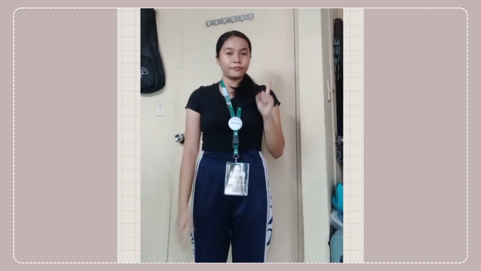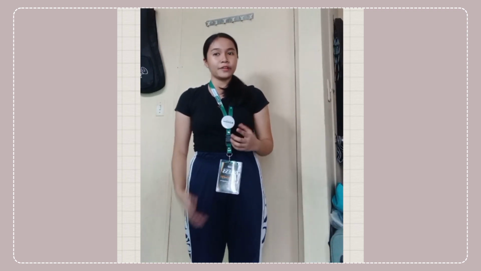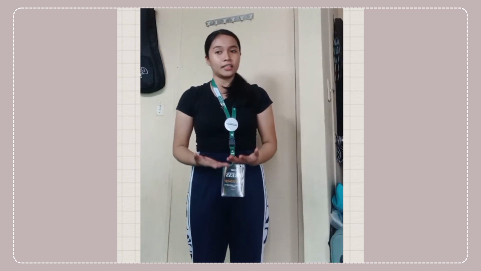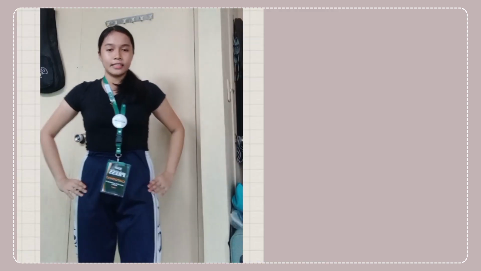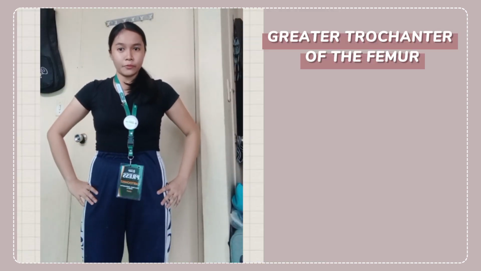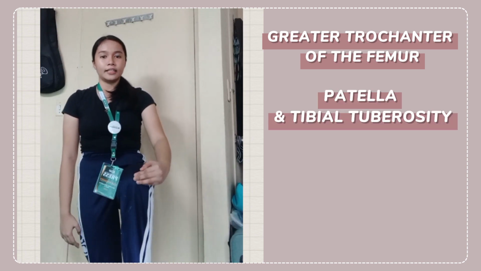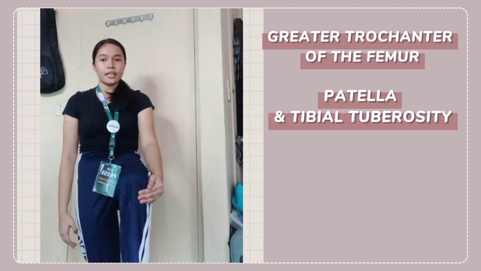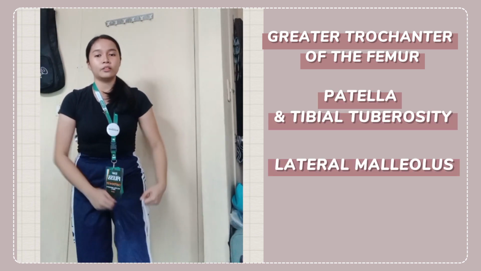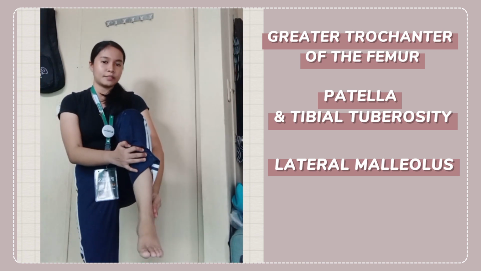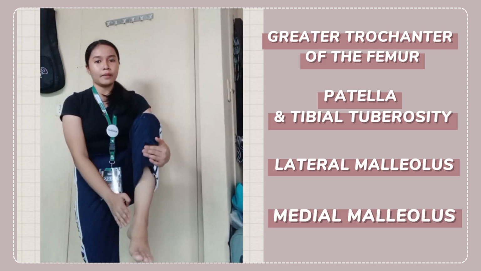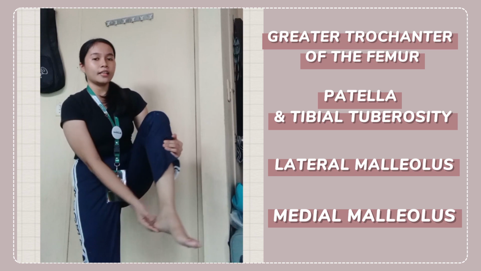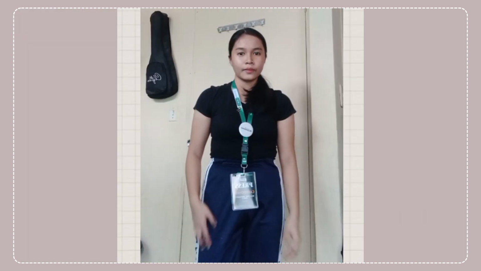Okay, so we're done with the first part. But before we move on to the next one, let us recall and locate the bones we have just tackled. So again, this is the greater trochanter of the femur, and then the patella and its tibial tuberosity, and then the lateral malleolus is this part, and then the medial malleolus is this part, and then the calcaneus is our heel bone. Okay, now let's move on to the next part.